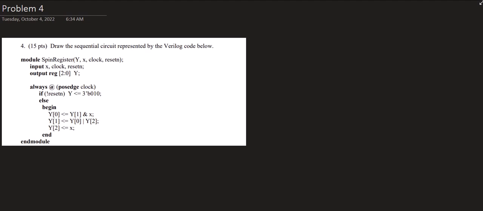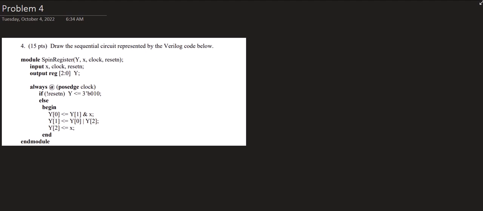Okay, so this time we're given some Verilog, and we have to draw the sequential circuit that's represented by the Verilog code. There are some things you want to look for. There are some clues that are going to tell you how this is going to work. If you don't know where to get started, follow what I'm about to tell you, and it'll get you on your way.